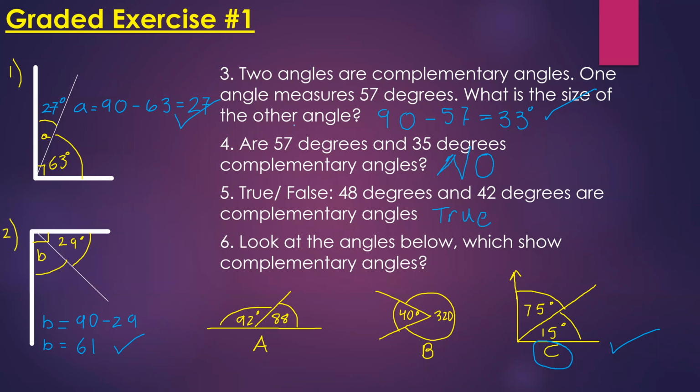All right, let's move on to the next. These are just fundamentals. So the first fundamental principle we learned is that complementary angles add up to what? 90 degrees. So if we have two angles and their sum is 90 degrees, then we call them complementary angles.